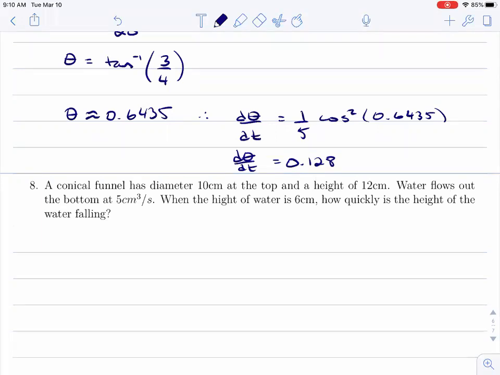Because test 3 is on Tuesday. And because we won't do the review before the test, that's why I wanted to make a little room on Thursday for some review. Okay. The last thing on the test, I think it's a related rates problem, but linear approximations are on there too.